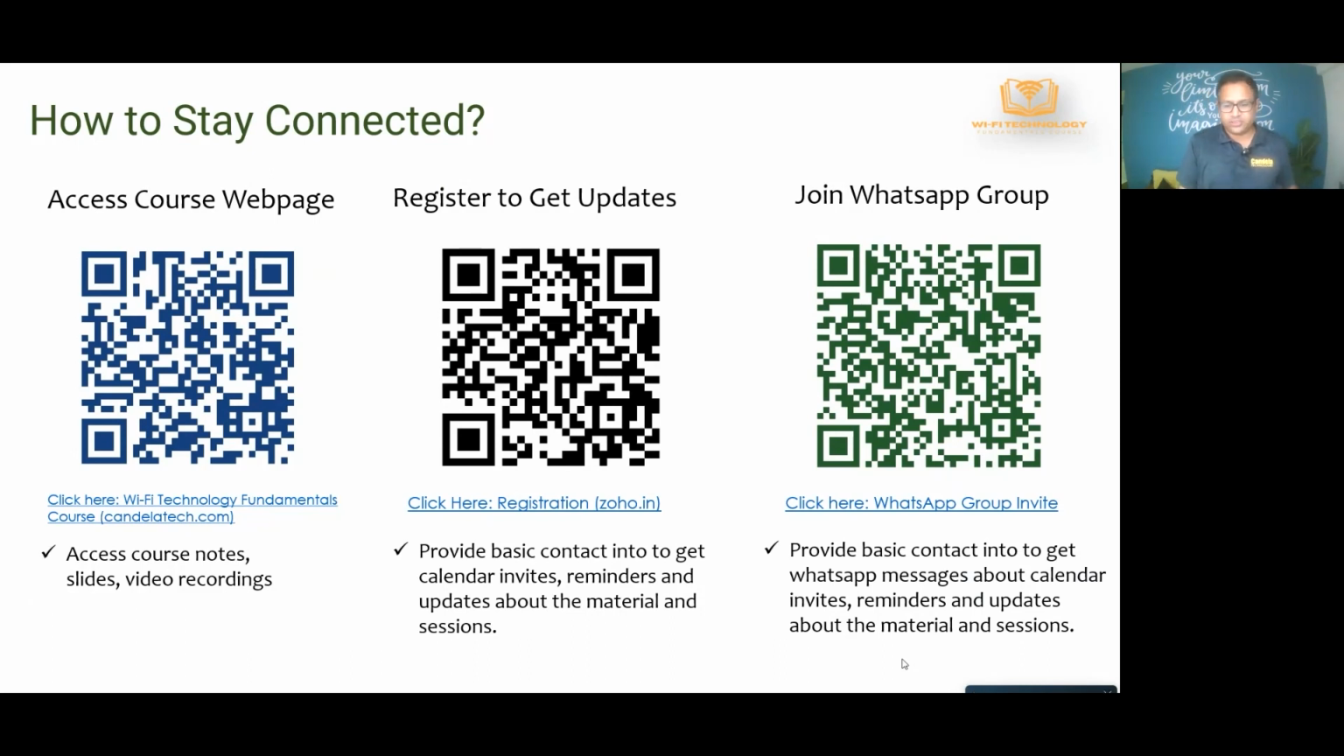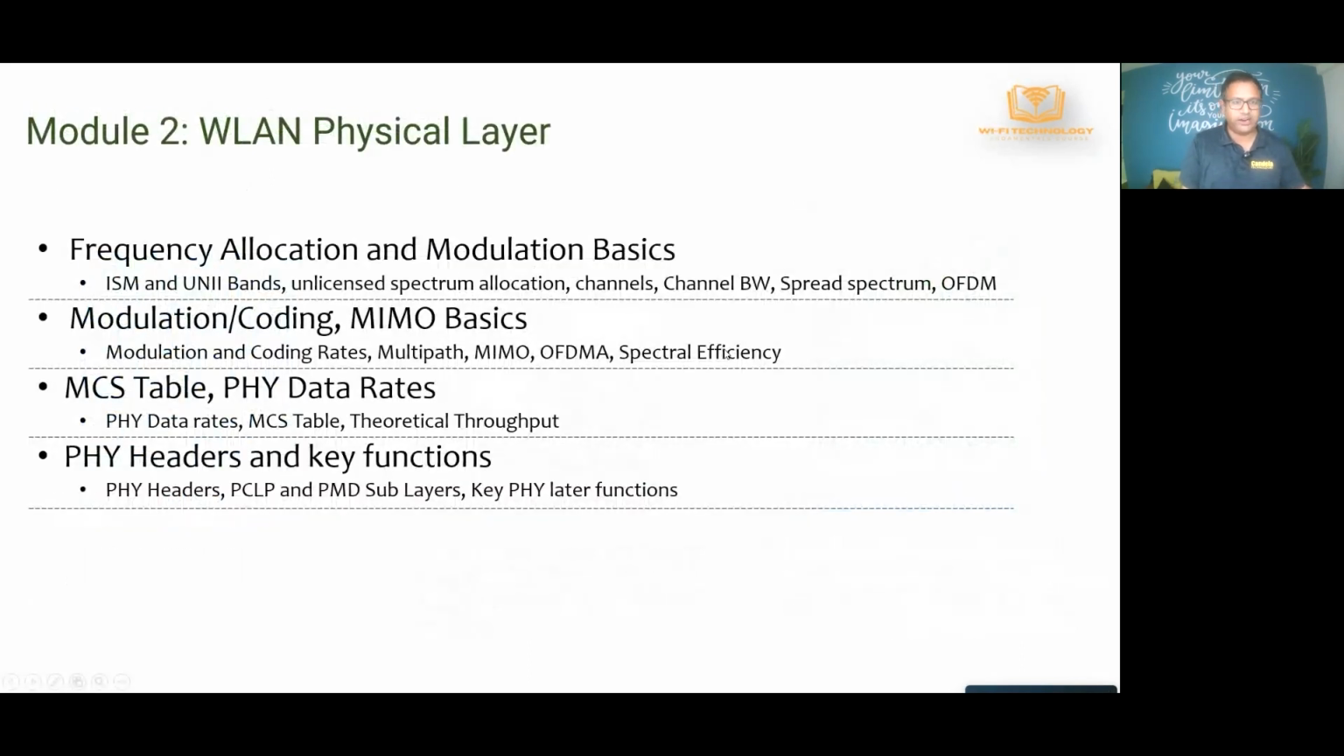Okay. So going on to today's topic, we are into module 2, which is the wireless LAN physical layer. So what are we going to talk about in this module? It's all about the communication between, let's say, a Wi-Fi router and a station device. So this is a Wi-Fi station, this is a Wi-Fi router, and how they communicate with each other over the medium, right?